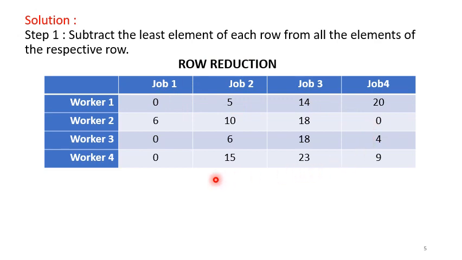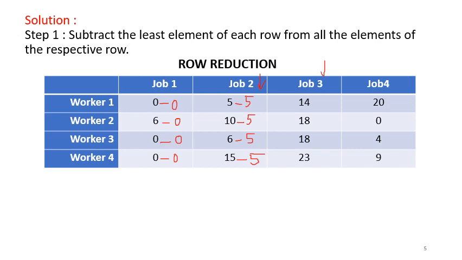Now next step is, based on this table which you get by row reduction, you have to apply column reduction to this new table got by row reduction. In this, find out the minimum element in each column. The minimum element in the first column is 0. So 0 minus 0, 6 minus 0, 0 minus 0. So you are doing now column reduction. Similarly, when I look at the second column now, 5 is the minimum. So 5 minus 5, 10 minus 5, 6 minus 5. Similarly, 15 minus 5.